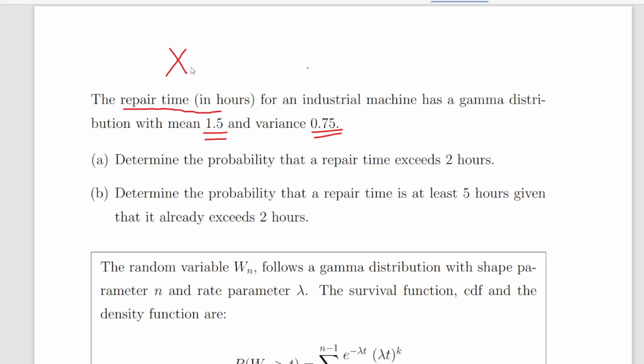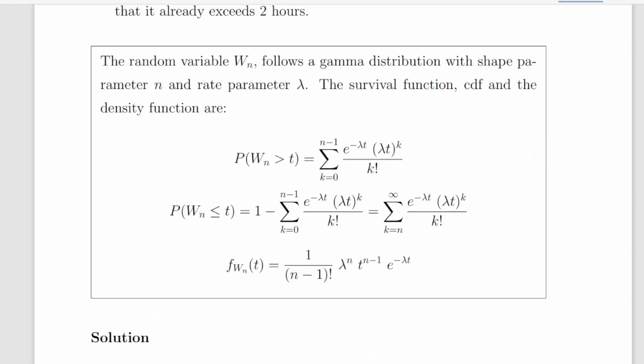Determine the probability that the repair time exceeds 2 hours, and determine the probability that the repair time is at least 5 hours given that it already exceeds 2 hours. So that's the conditional probability that we will be working with, and part B uses the answer from part A. Okay, so we can turn to the lecture notes here.